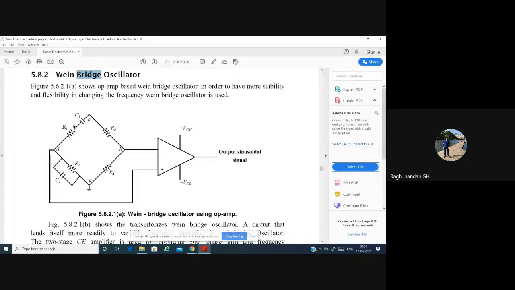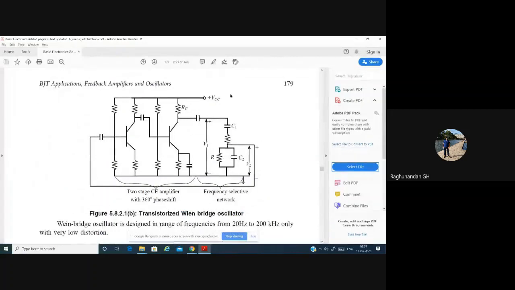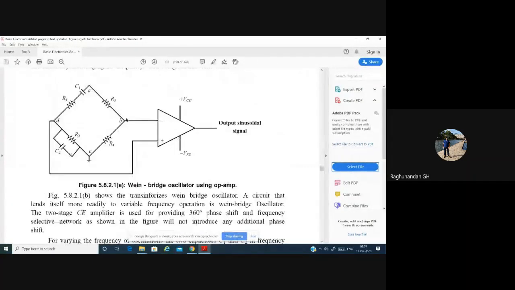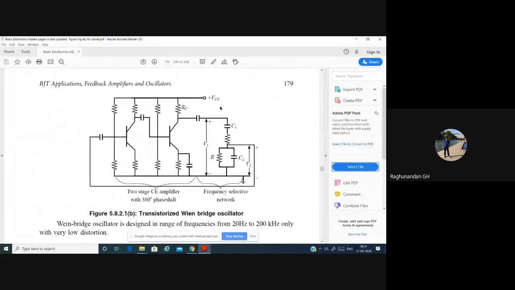This is the op-amp based Wien Bridge oscillator, but in the exam you will be asked to explain this one. This is just a simplified approach to understand how it actually works. Even though we use this kind of circuit in real time, this is a discrete circuit which we have to discuss in the exam. In the exam, you have to write this circuit. Even though it looks complex, if you understand, it is simple.